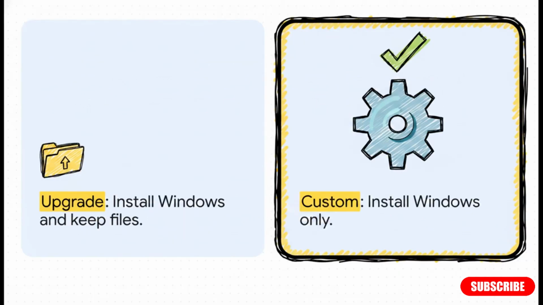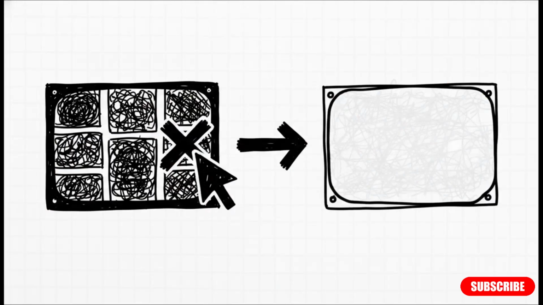Now, right here is where you make a critical choice. The screen asks what type of installation you want. You must actively click the Custom Install Windows Only option. This tells the installer, hey, I don't want to salvage the old operating system. Give me a truly fresh, clean slate. And this is the point of no return.